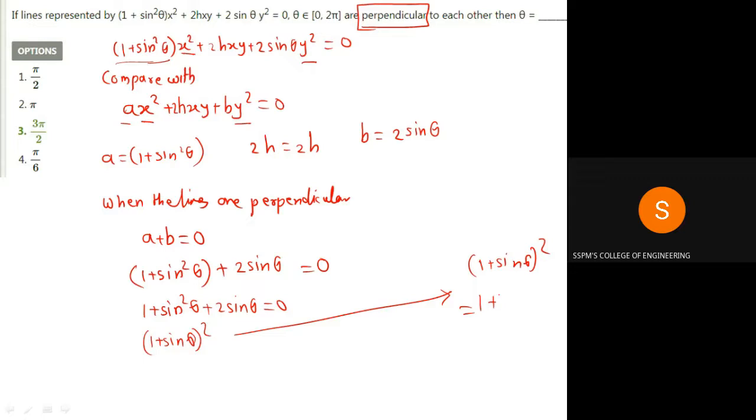2 times sine theta is 2 sine theta, plus sine theta times sine theta, that is sine square theta. So 1 plus 2 sine theta plus sine square theta, that is this: 1 plus sine square theta plus 2 sine theta is equal to 0. So this was the perfect square of 1 plus sine theta. So that is what we can write in the next step.